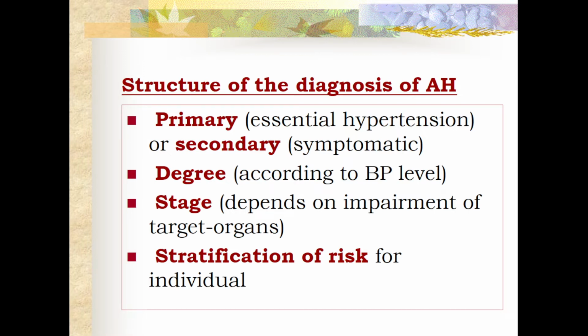Second part of diagnosis, degree of arterial hypertension. Degree according to blood pressure level. In third place, stage of arterial hypertension. Stage depends on impairment of target organs effect. Target organs. And in fourth place, stratification of risk for the individual.